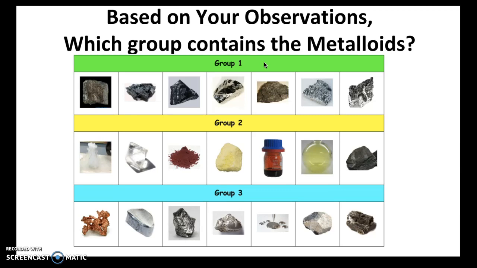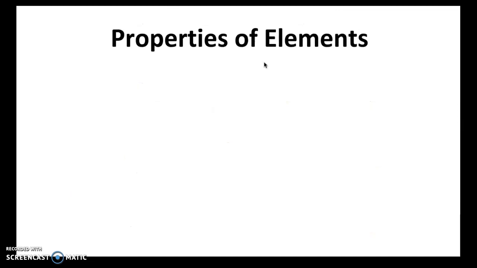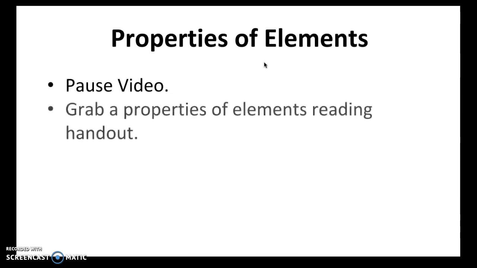Okay, so you now have some idea of what you think each group is, but before we reveal the answer, what we're going to learn about are the properties of the elements. So in addition to learning about the properties that you can see, we're also going to learn about properties you cannot see. And so for this, you're going to do a reading, and you're going to grab a reading handout, and you're going to read through the handout.